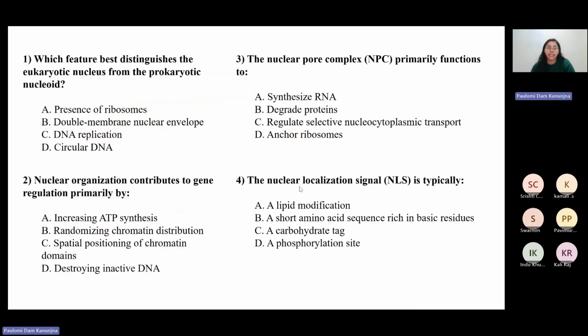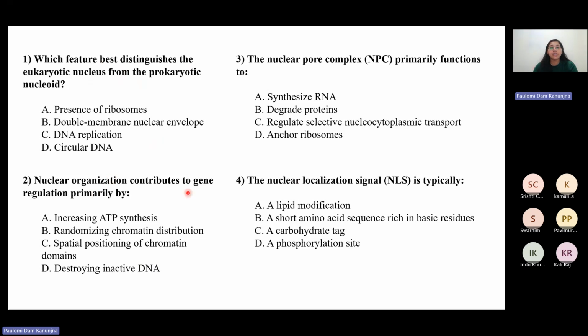Okay. So I think that brings an end to this section, because the next section is chromatin remodeling. So let's do some questions so that we understand these topics better. The first question is, which feature distinguishes the eukaryotic nucleus from the prokaryotic nucleoid, which I did not touch because I will be discussing it in this question.